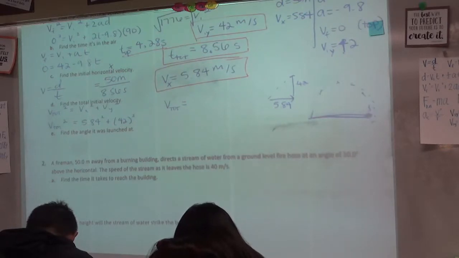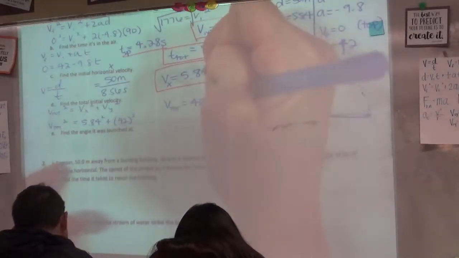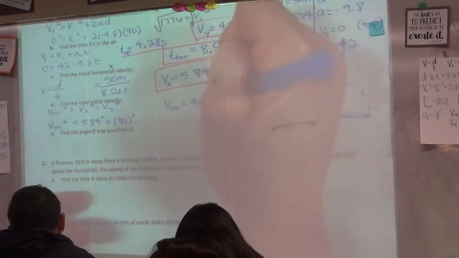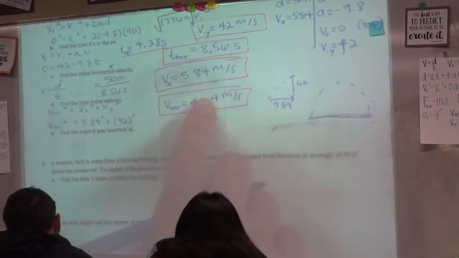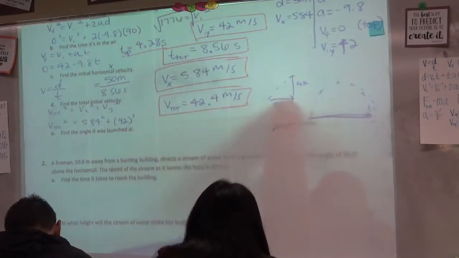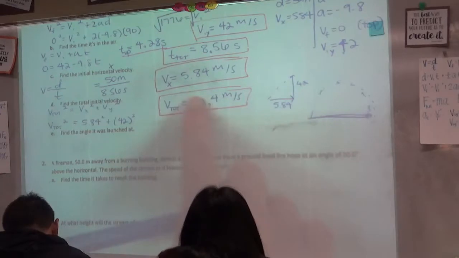What are you guys getting for the total velocity? 42.4? Yeah. Okay. I had 42 point something else, but close enough. 42.4, good. And then a quick check for yourself is that your hypotenuse should always be at least a little bit bigger than the sides, which it is, right? It's bigger than 5, it's bigger than 42.